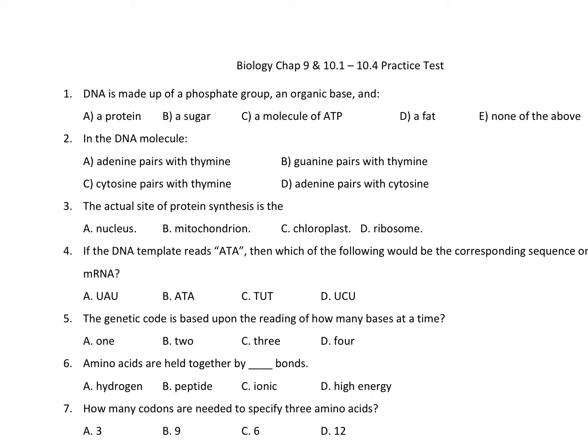DNA is made up of the phosphate group, an organic base, and a sugar. In DNA molecules, adenine pairs with thymine. Remember, later on when DNA goes over to RNA, that is going to pair with uracil. The actual site of protein synthesis is a throwback to ribosomes.